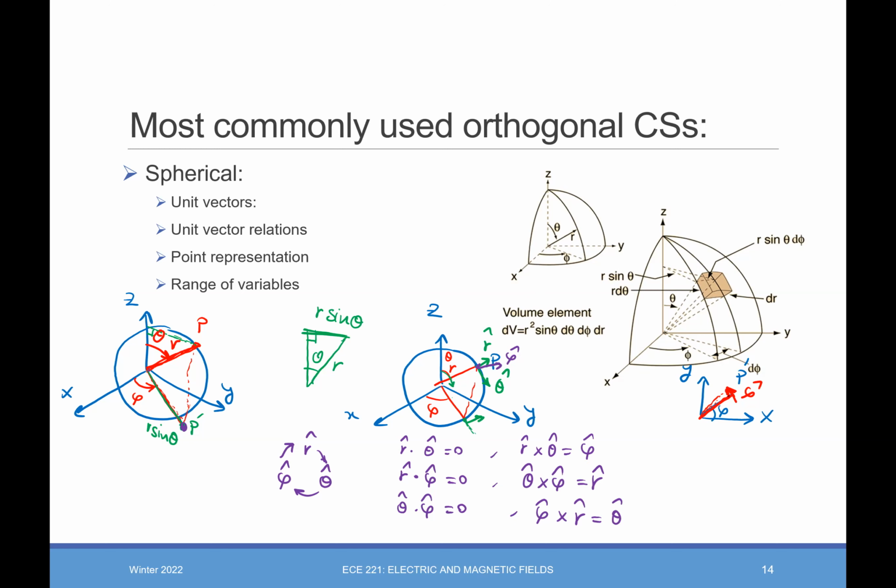When we see R, it implies spherical, whereas when we see rho, it implies cylindrical. Yes, that's exactly correct. Thank you.